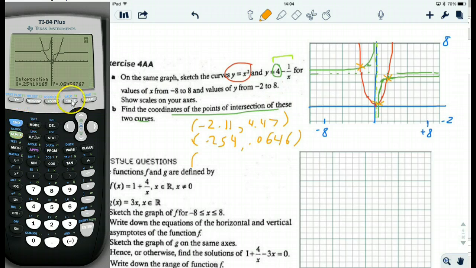Okay, and then second calc, and then we're going to do the last one. First curve, yes. Second curve, yes. And then guess, we want to move close to this third point right there, right? And our third point is 1.86, comma 3.46. Okay? So those are the 3 points of intersection.